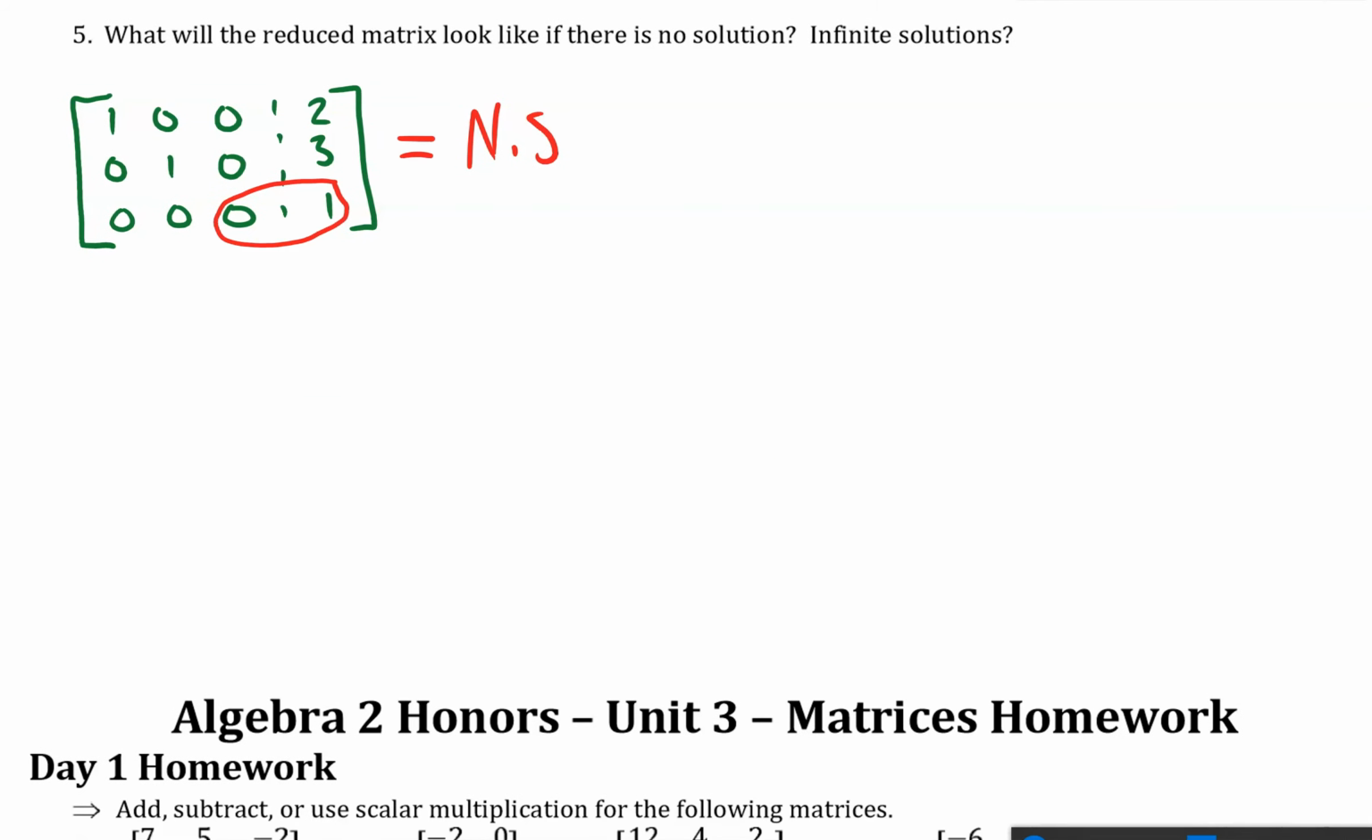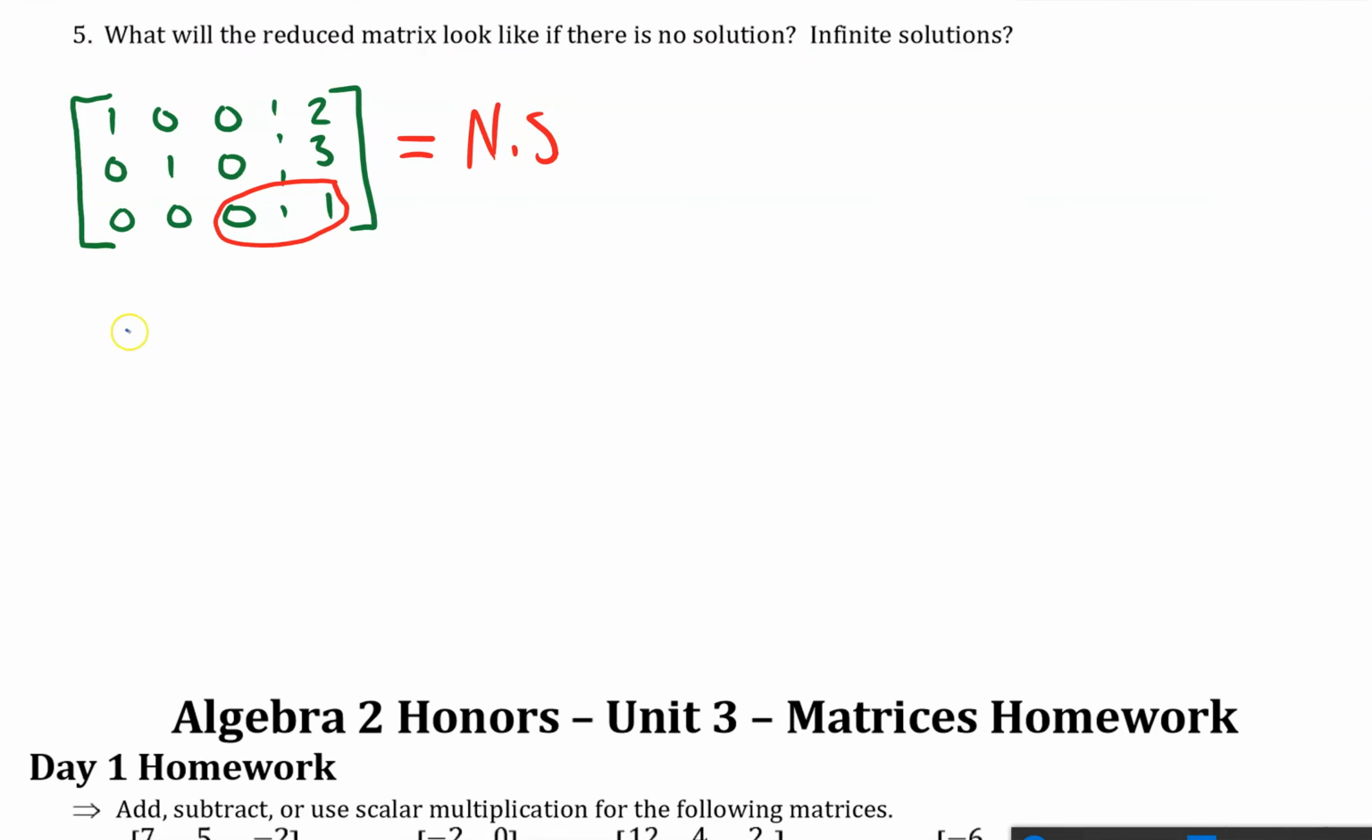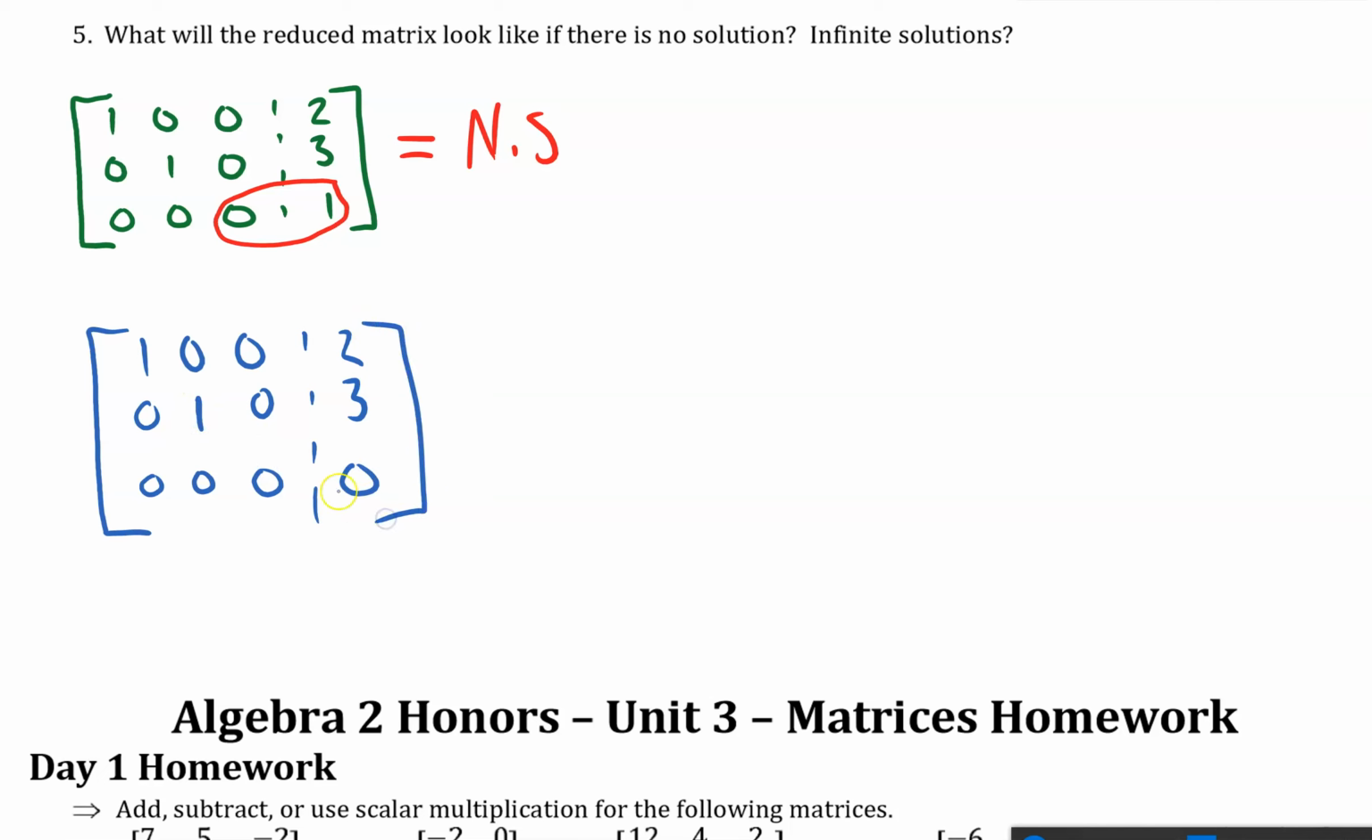Now, if you are looking at it from the point of view of one that is infinitely many, now you have 1, 0, 0, and we'll say 2 again, and then 0, 1, 0, and we'll say 3, and then it's still going to say 0, 0, 0 across the bottom. But now what you're going to see is something that looks more like this. Now these two right here, they are the same. This would be an infinitely many solutions. So hopefully that makes sense.